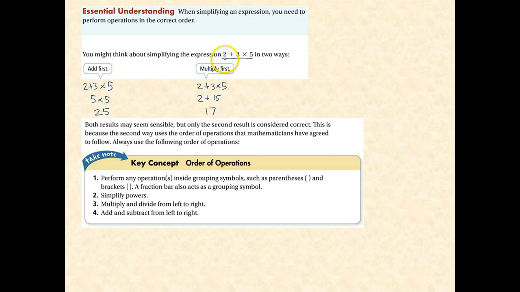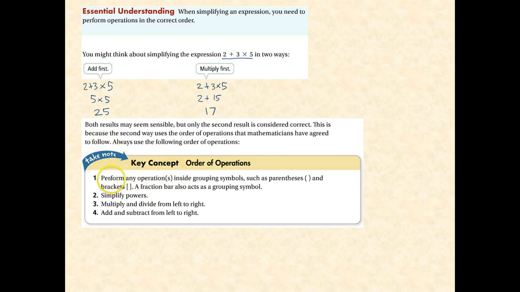So a long time ago, mathematicians all agreed, and there really wasn't much argument about this, that multiplication was more powerful than addition. So we do that first. And they came up with this order of operations.